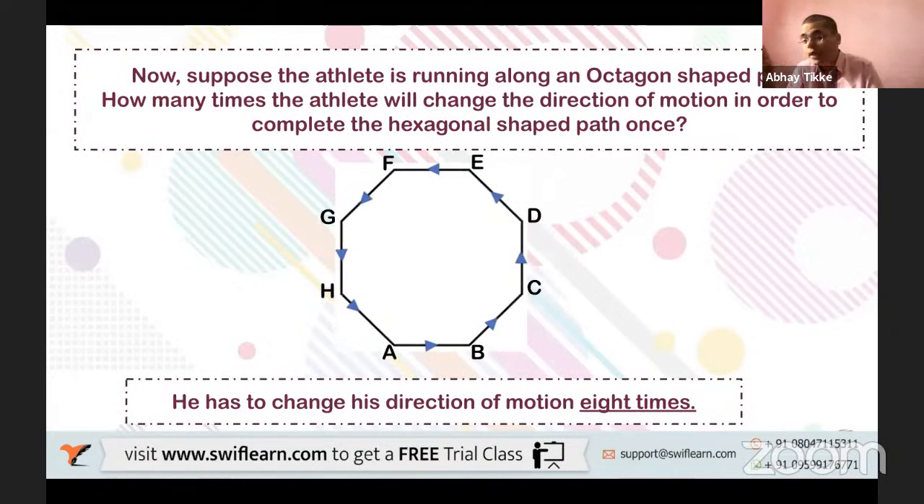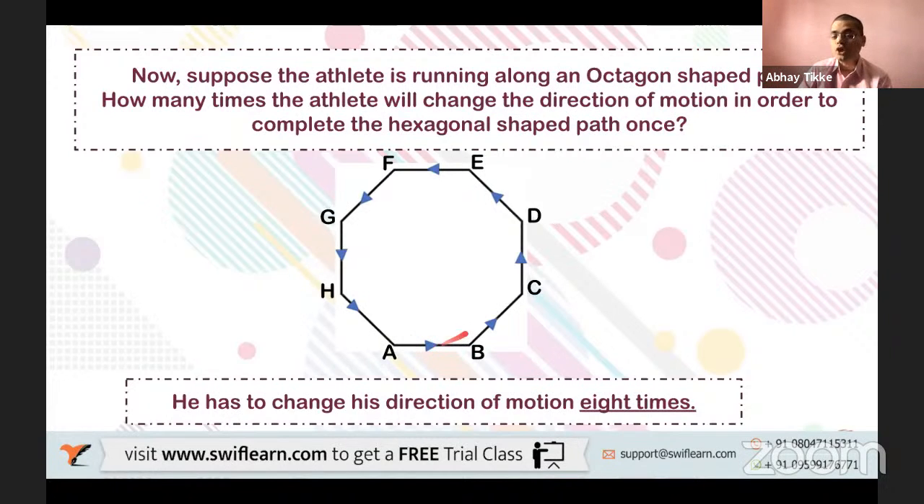8 times. This is an octagon, right? Now suppose the athlete is running along an octagonal shaped path. Then how many times will the athlete change the direction of motion in order to complete the octagonal path once? If you have to cover the perimeter of an octagon, how many times do you have to change the direction in one revolution? So let's say you start from A, then once you reach B, change direction, C, change direction, D, change direction, E, change direction, and so on and so forth. You proceed, and you come back to A.